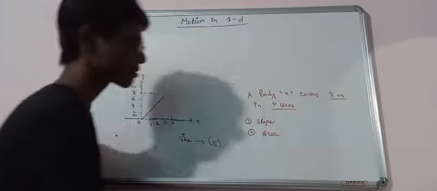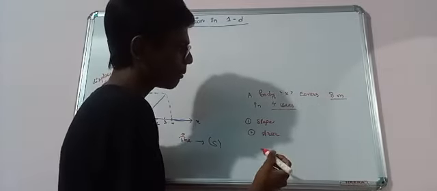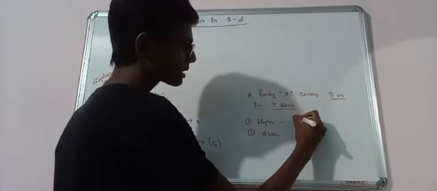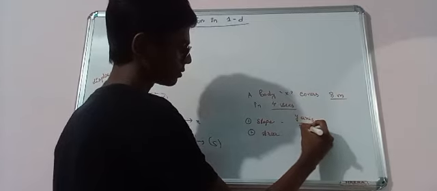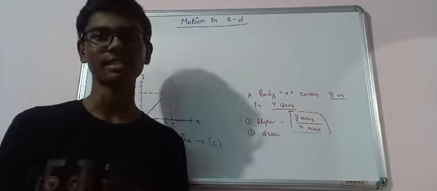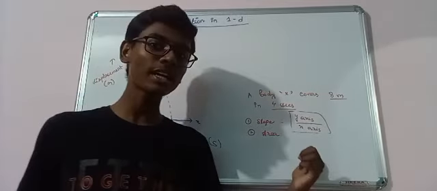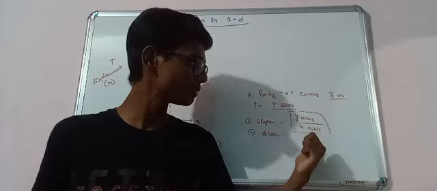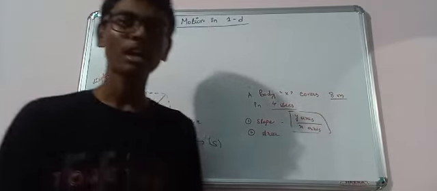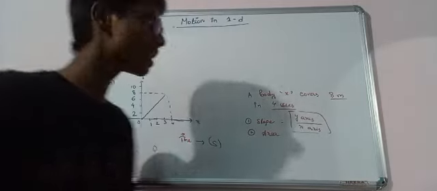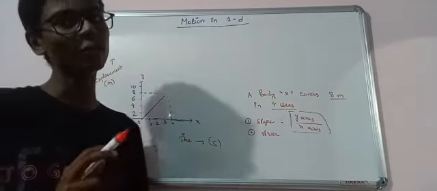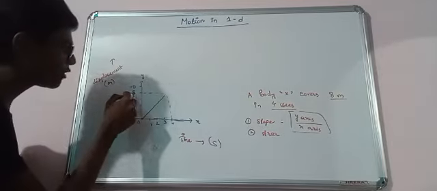Now, just know one thing. At first let me tell you what is slope. Slope is y-axis by x-axis. It may seem to be a difficult thing, but it's very easy. Y-axis by x-axis means the value of the y-axis that we have plotted by the value of the x-axis that we have plotted. Okay?